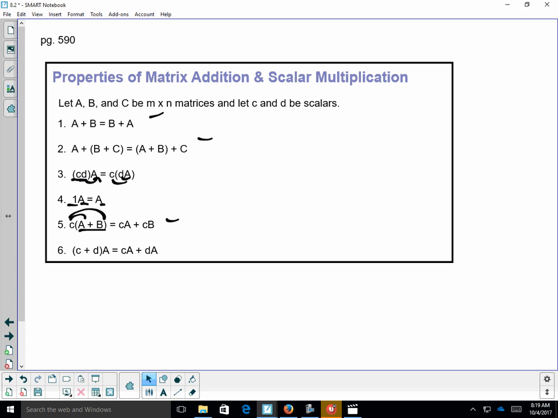And this is saying the same thing. If I have C plus D and I want to multiply it by A, I can multiply C times A and then multiply D times A and then add the same. And again, it's kind of the reverse distributive property. So those properties all hold true.